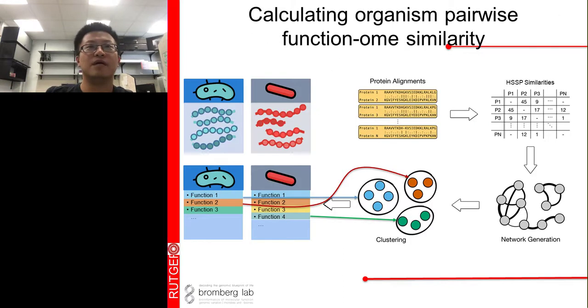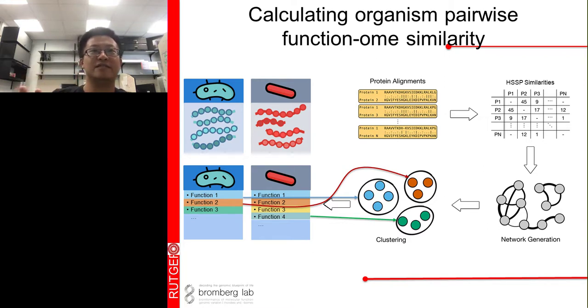So this is a flowchart of the whole procedure. Once I have identified those protein clusters, I can map each bacterium to a list of molecular functions that its genome contains. So for example, both the blue and the red bug have function 1 and function 2, and function 4 is unique to the red bug.